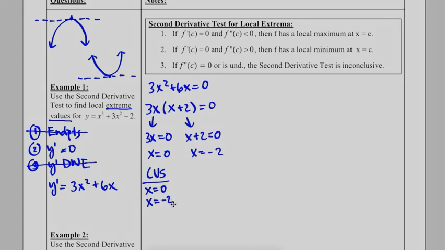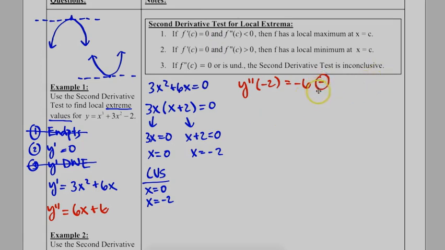Okay, so now here's the deal. We have places where we could have mins and maxes. Let's find our second derivative and check to see what our sign of our second derivative is. So we need to find y double prime. Well, that's going to be 6x plus 6. So I'm going to take my critical values and I'm going to plug them in here. So y double prime of, let's do negative 2 first. Plugging that in, okay, that would be negative 12 plus 6. That's going to be negative 6. And I'm not super concerned with what the actual value is. What I'm really concerned about is that this is negative.